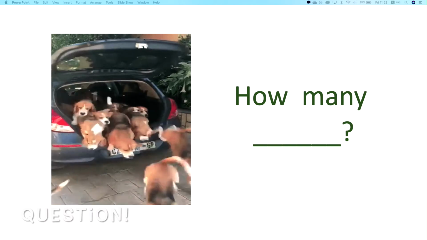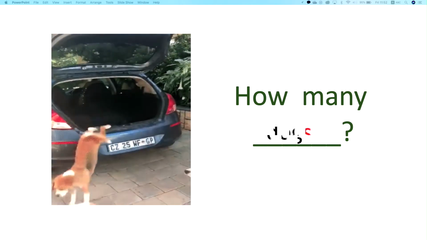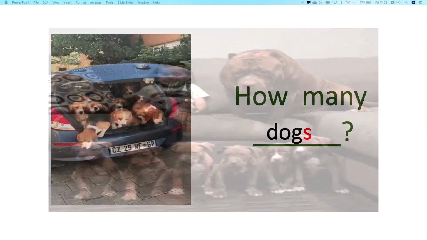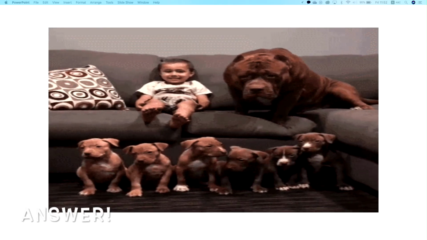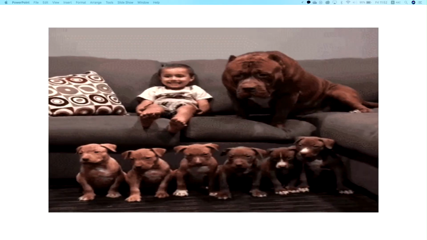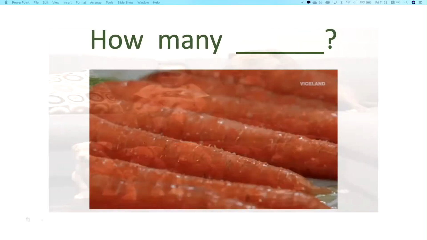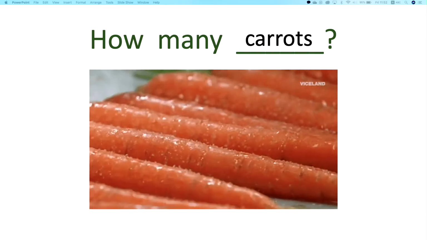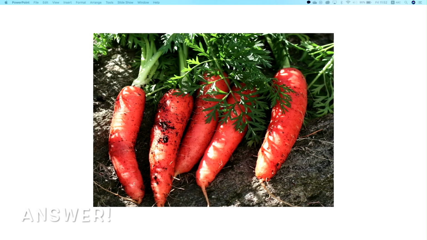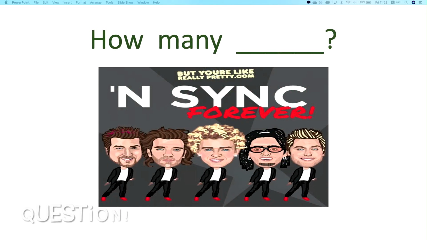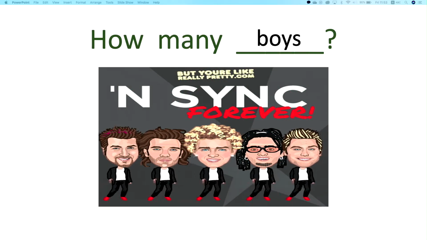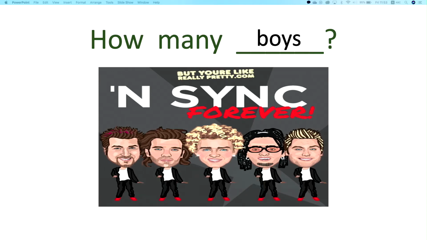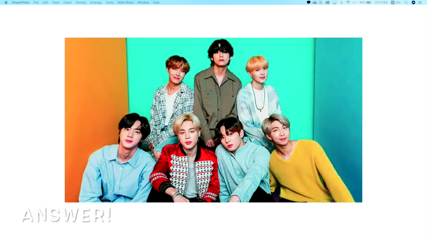Question: How many dogs? Answer: 7 dogs. Question: How many carrots? Answer: 5 carrots. Question: How many boys? Answer: 7 boys. Good job.